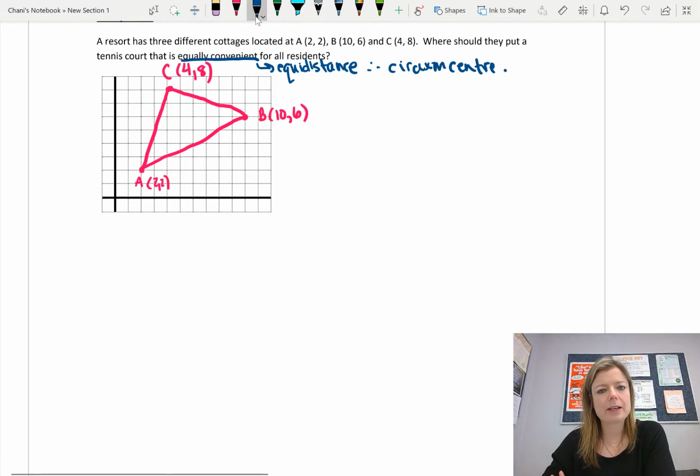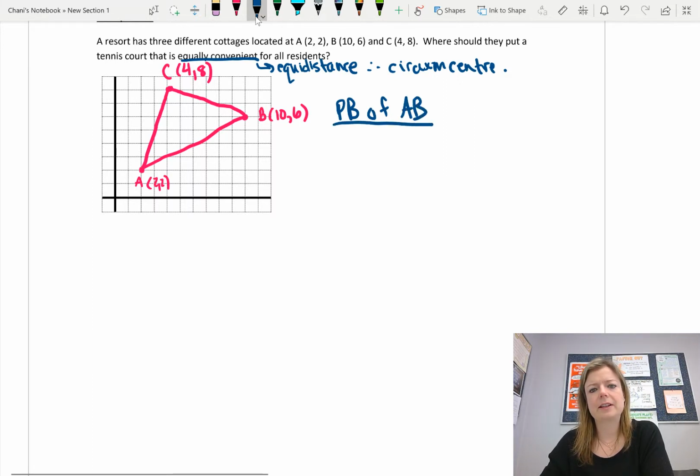It's really important here that you keep your work organized. Okay, so we're going to start with the perpendicular bisector of AB. The first step is to find the midpoint of AB. So that is going to be (6, 4). You can do that in your head, or you can actually show the calculation.